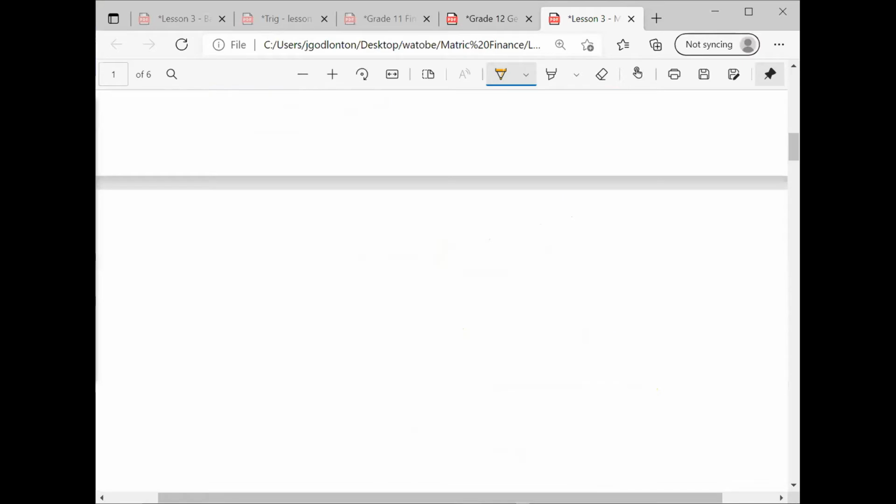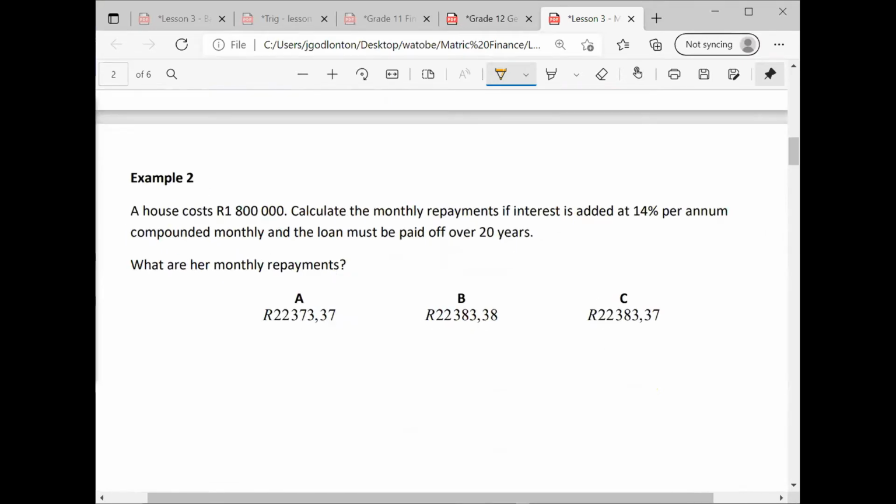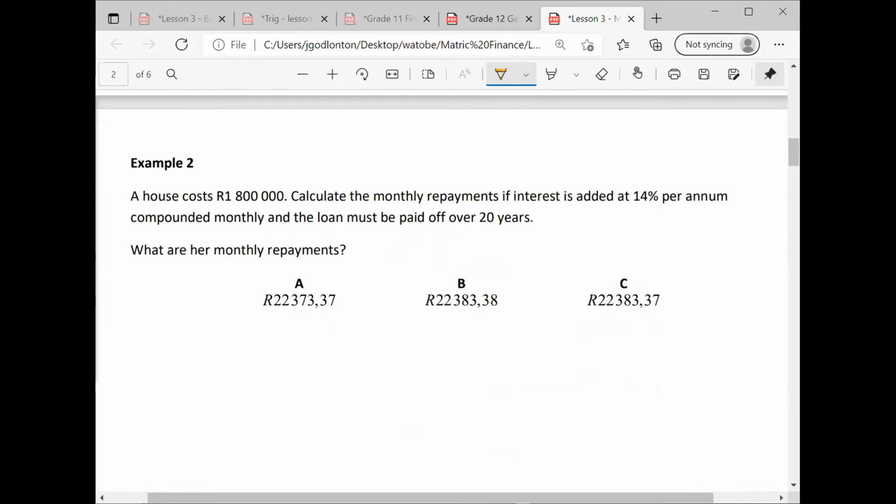Now, because I'm seeing high numbers here, I feel like I can kind of leave you guys to give this one a try by yourselves. I'm going to read through it and then I'm going to let you do this. So our house costs 1,800,000 Rand. Calculate the monthly repayments if interest is added at 14% per annum compounded monthly, and the loan must be paid off over 20 years. I want to know what her monthly repayments are going to be.